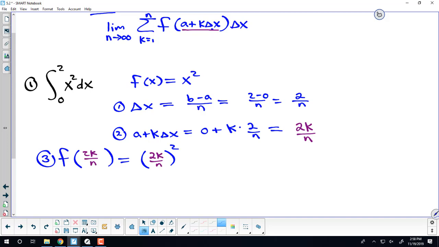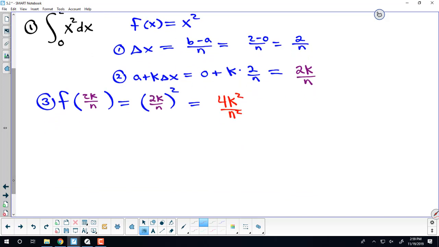We're just going to expand that out. We're going to write that out as 4k squared over n squared. And then that's it. That's the two pieces. 1 and 3 are the two pieces of information that we need to put in front of that infinite sum. So that's what we're going to do now.